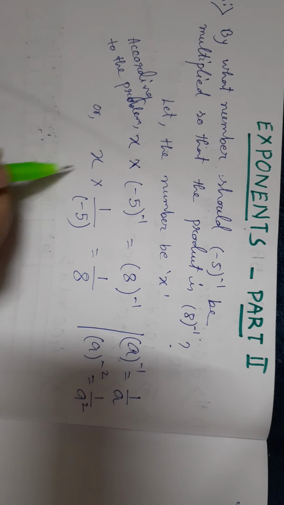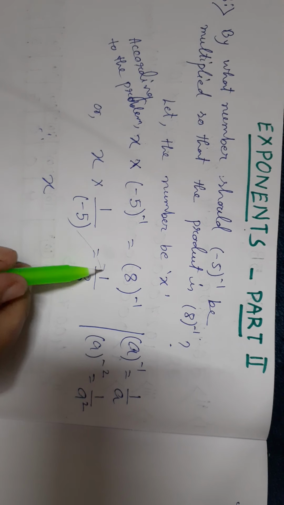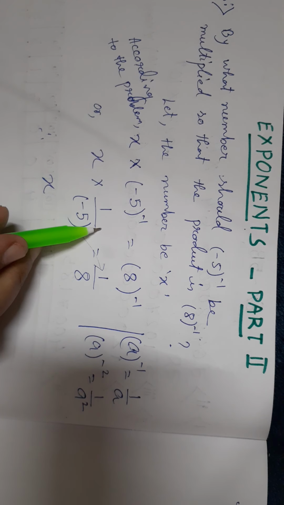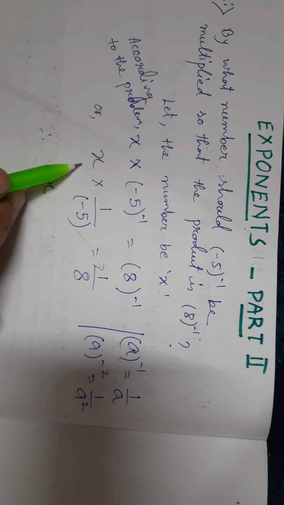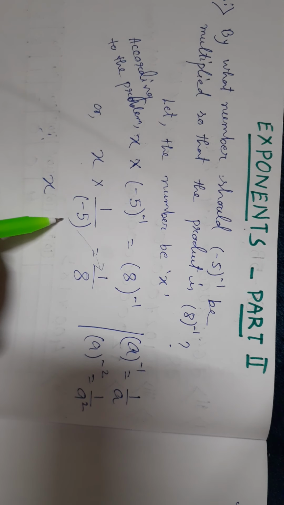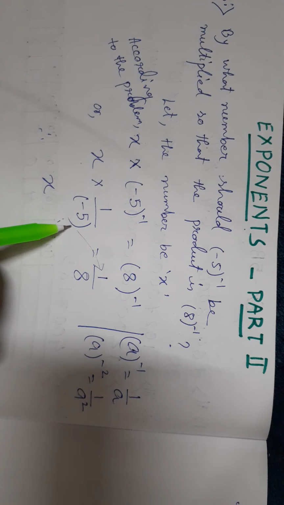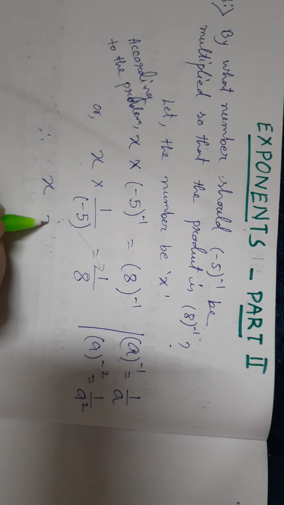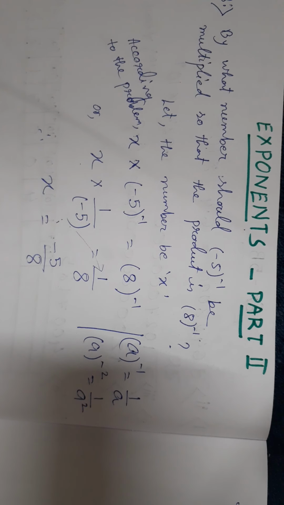So the value of x you have to find out. We can do cross multiplication, but we will not do cross multiplication here. You can see it is basically x by -5. That means we have to shift this -5 to the right hand side. That means we will get the value -5 by 8.